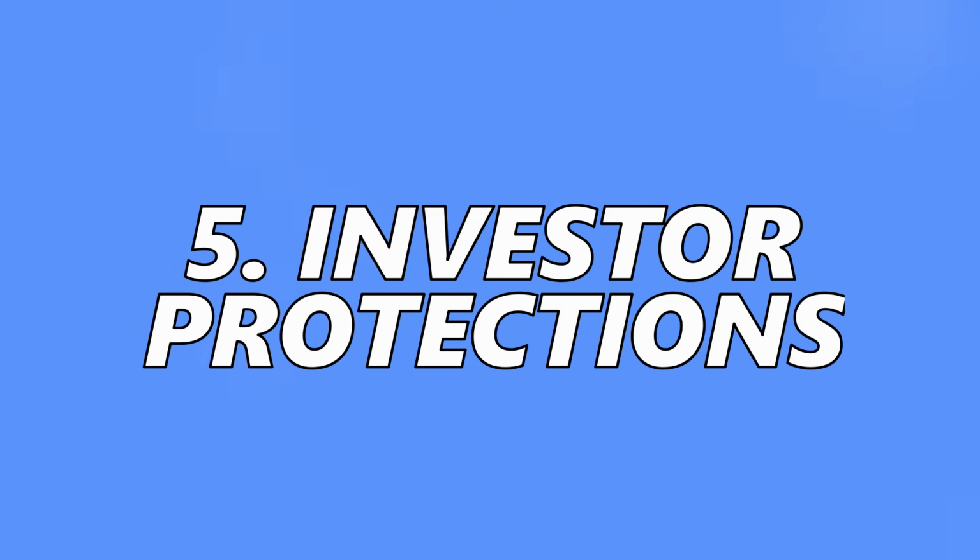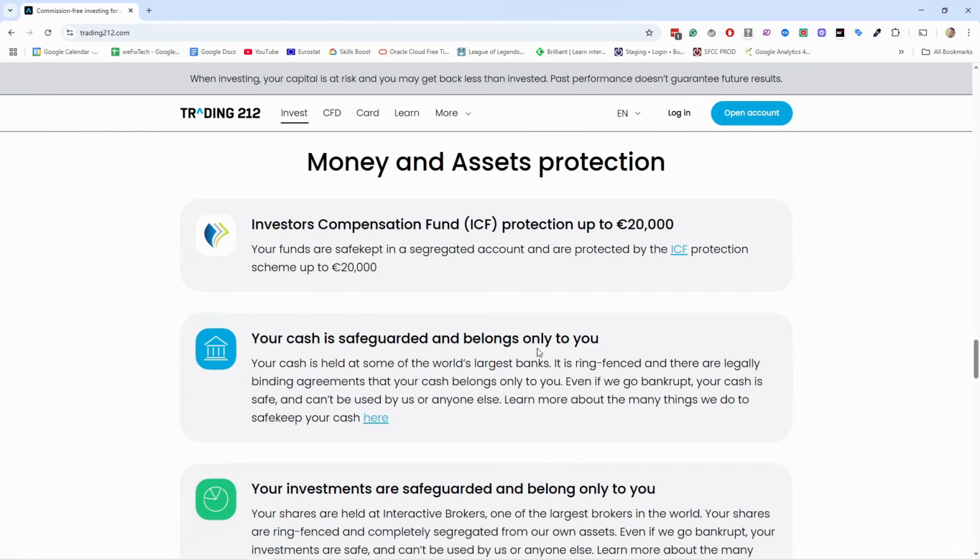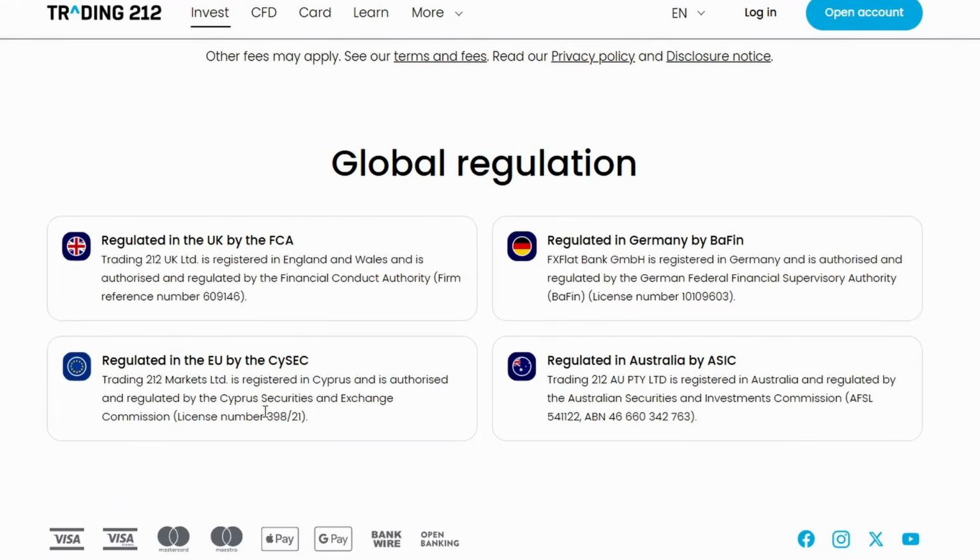Next, I want to cover something really important, and that's the protections you have as an investor. So if something happens to your broker, like they go bankrupt, what's going to happen? Starting with Trading212, which is registered in Cyprus, you get standard protection of 20,000 euros for EU users and 85,000 pounds for people in the UK. And why is it different for the UK? Just because it's also registered in the UK, so that's the difference.